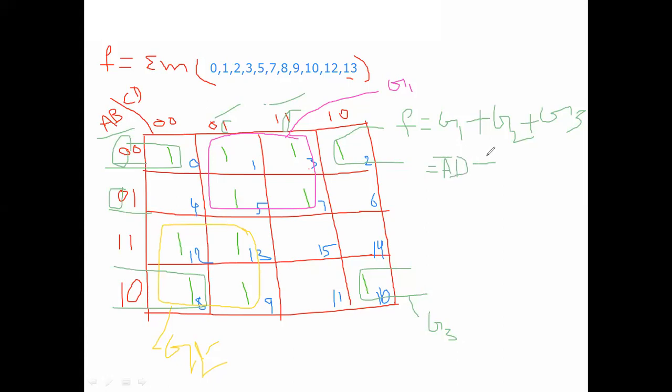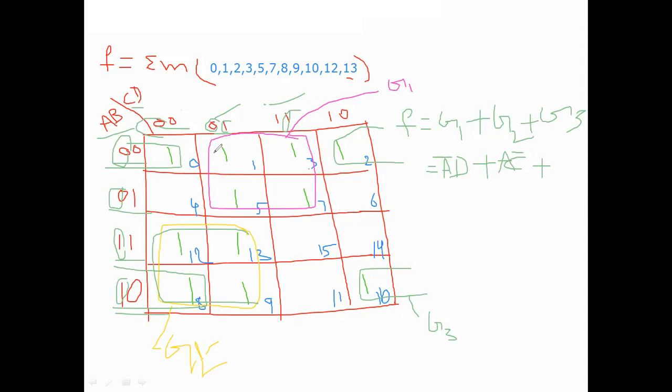What about group 2? Group 2 is this. What are the AB values? 1, 1, 1, 0. Which is common? 1. That is A. What about the CD values for this group 2? 0, 0, 0, 1. Which is common? The first 0 is common. So this belongs to the C variable. C equal to 0 means the representation is C bar. So A dot C bar.